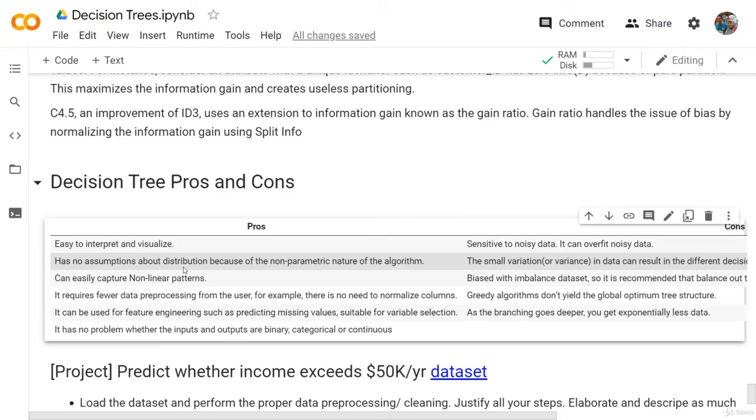Welcome back. This is the most important lesson in this section, in my opinion, right? Because we are going to summarize the pros and the cons of the decision tree. So this is a summary for the whole algorithm, and based on this you can decide if you are going to use this algorithm for your project or not, right? So let's start with the pros.